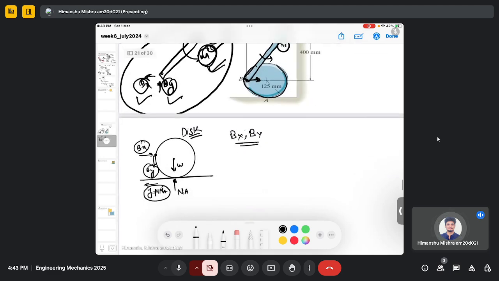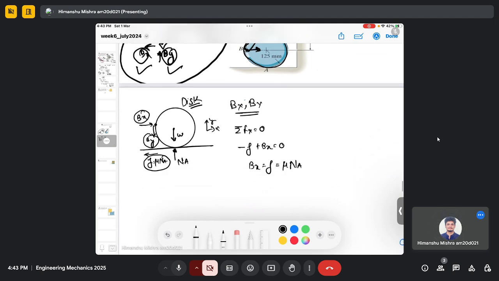So now we can use the equilibrium equation here, where the summation of Fx equals 0. So here we will get minus F plus Bx equal to 0. So my Bx will be F, and my F is mu Na. So Bx will be 0.2 Na.